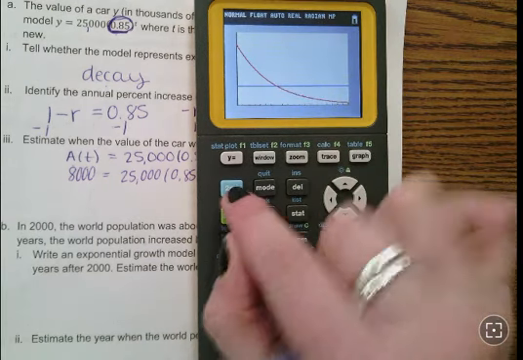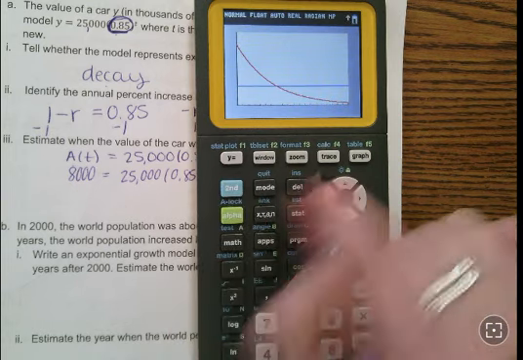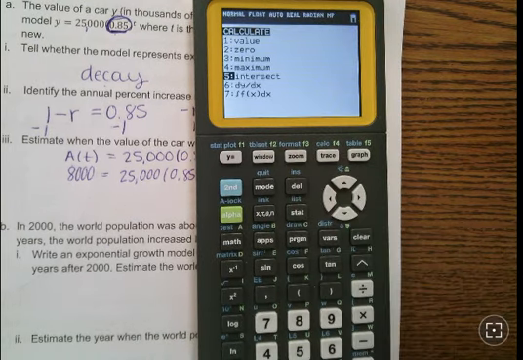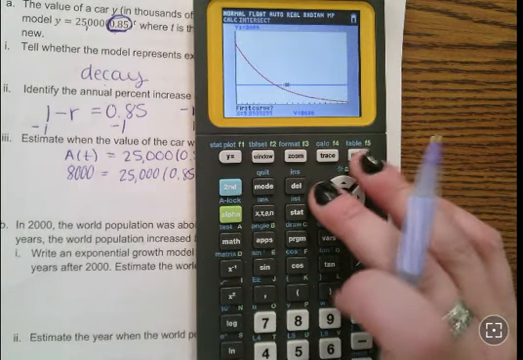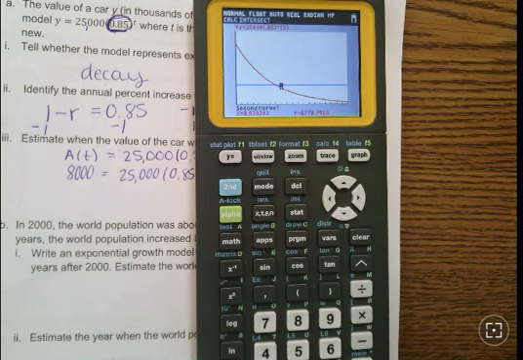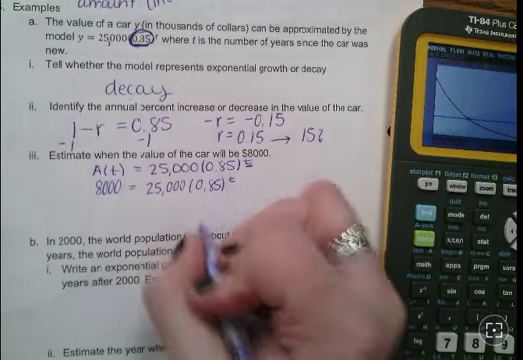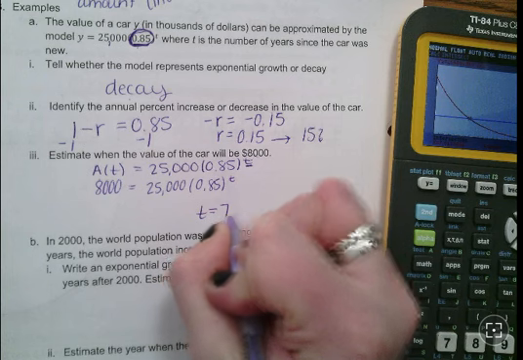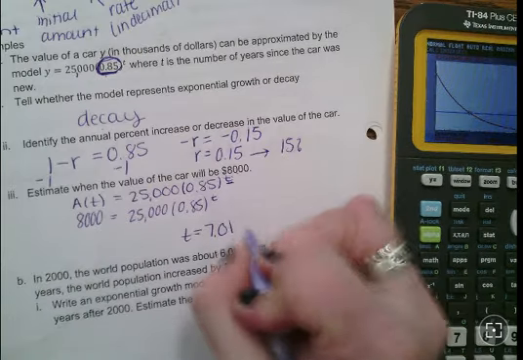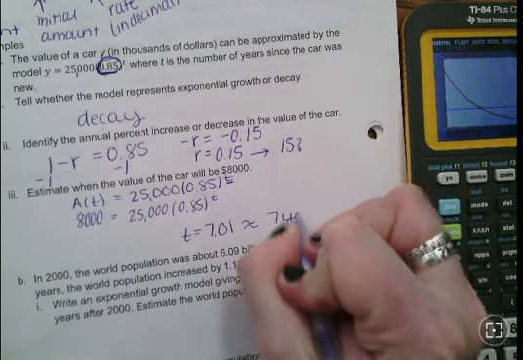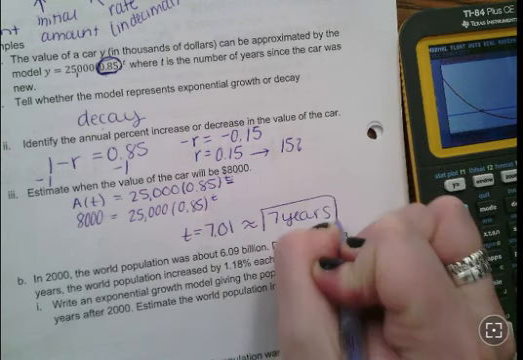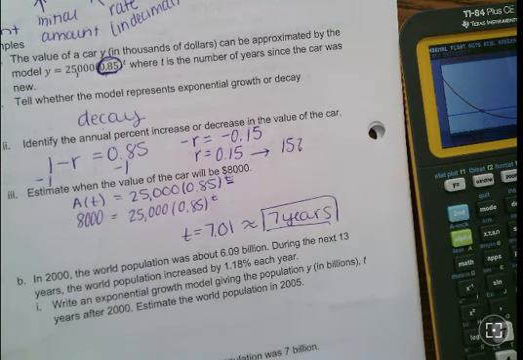If you remember, you can find the intersection by going second, trace, intersect, getting really close to the first curve. It jumps to the second curve, and then you find your intersection. Okay, and so the t value there is 7.01. So it takes about 7 years for our car to go from $25,000 to $8,000. That's probably about accurate. Yeah, it's about accurate.